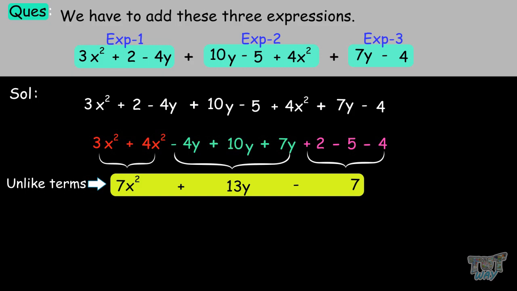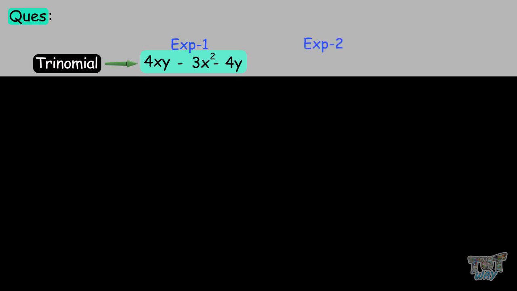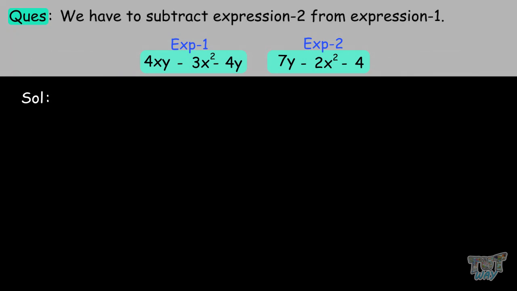Now here we have another example. We have 2 expressions. Expression 1 is 4xy minus 3x squared minus 4y. This is a trinomial, which means that the expression has 3 terms. Expression 2 is 7y minus 2x squared minus 4. This is also a trinomial. What do we have to do? We have to subtract expression 2 from expression 1.